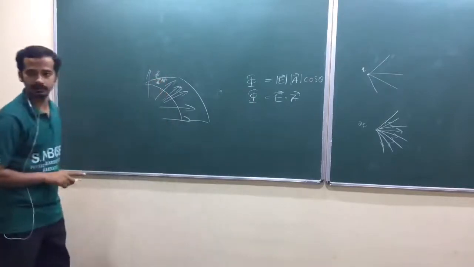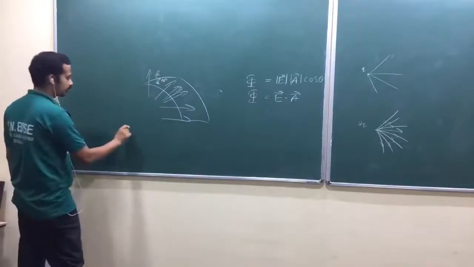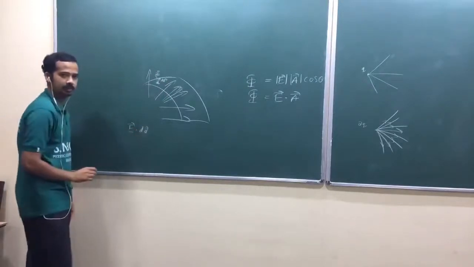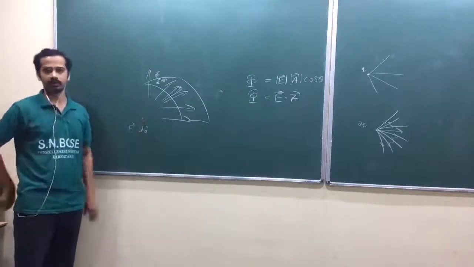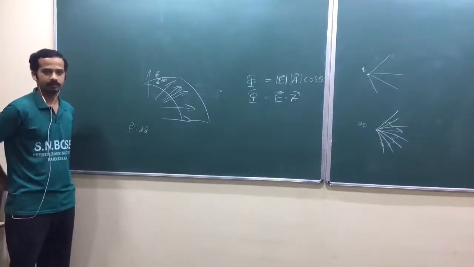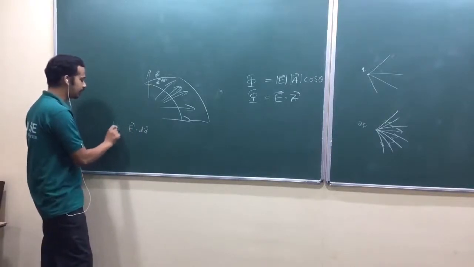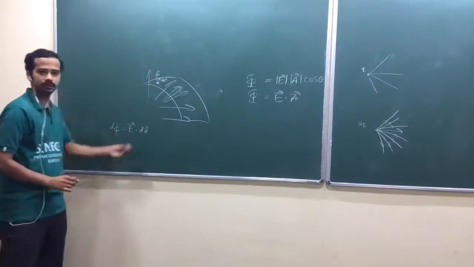At that point, okay. Now take the dot product between the electric field and that small area vector. What will happen? That is the flux through that small area vector, isn't it? Flux through that small area vector. So I can call it d phi, a small amount of flux through the small area.